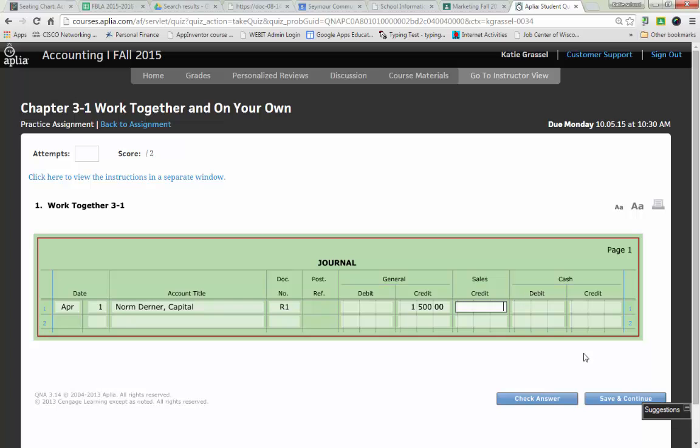Now, what was my other account, Carson? And am I affecting it as a debit or as a credit? Try again. Debit, because this one right here is a credit, so I need to have a debit and a credit. So make sure that you have it in cash debit for $1,500.